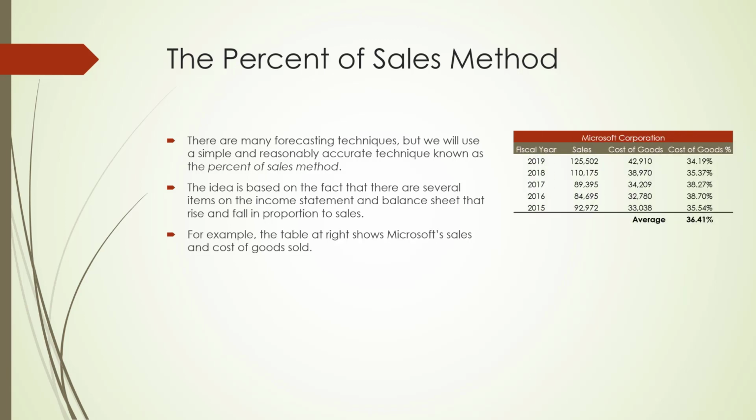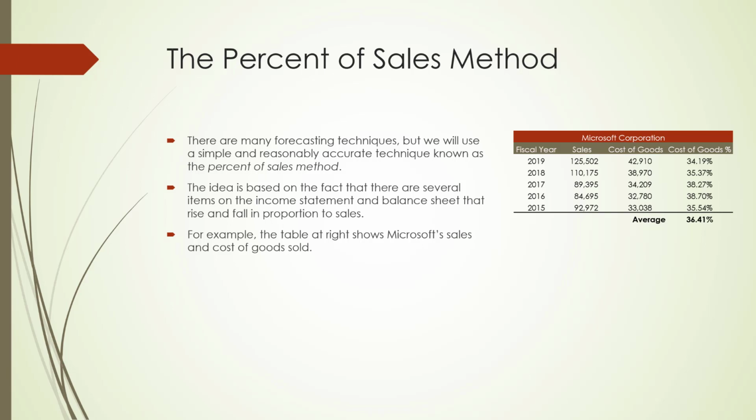So here I'm showing Microsoft for the years 2015 to 2019. And you see sales and cost of goods sold. And then in the far right column, you can see cost of goods sold as a percentage of sales. Notice that it's always around 35, 36, 38%, something in that range. And so knowing that, and that the average percentage of sales for cost of goods sold is 36.41%, if we were to forecast Microsoft's cost of goods sold as about 36.5% of sales next year, we would probably be in the right ballpark.